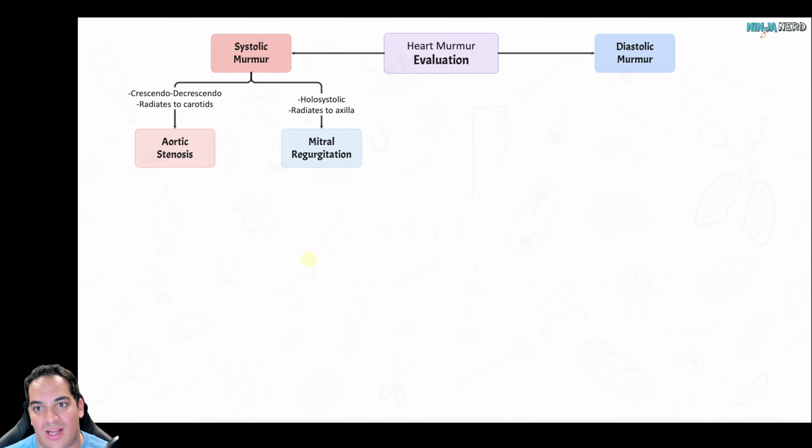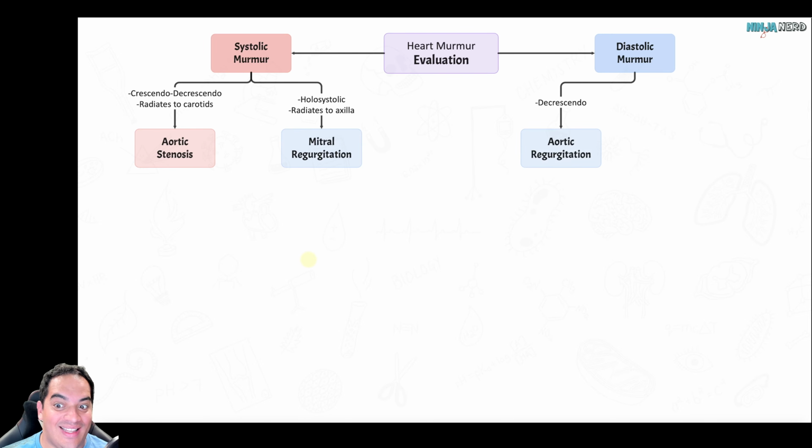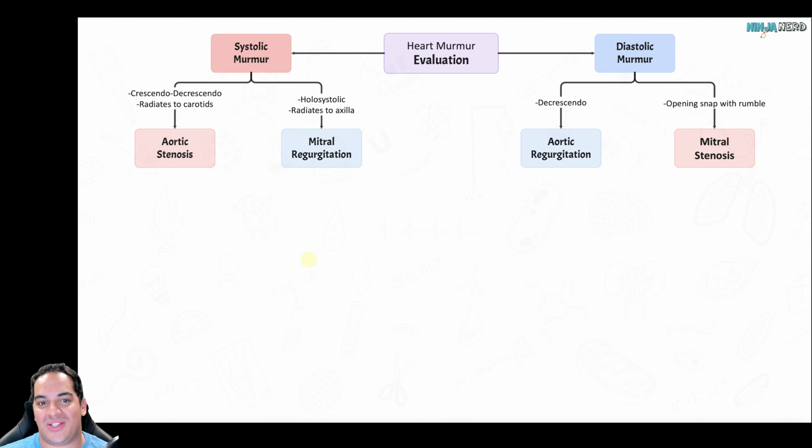Then if it's a diastolic murmur, okay, then I know I'm left with mitral stenosis and aortic regurgitation. So is it decrescendo? And if that is the case, it's aortic regurgitation. Even better, is it around that left third intercostal space? That also helps. Next thing is, does it have an opening snap with a decrescendo rumble? And is it at the apex? That supports mitral stenosis. So these are easy ways to go about that.